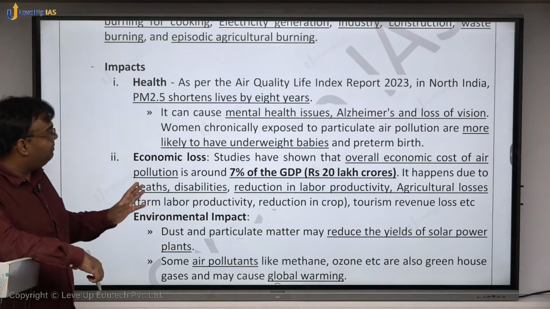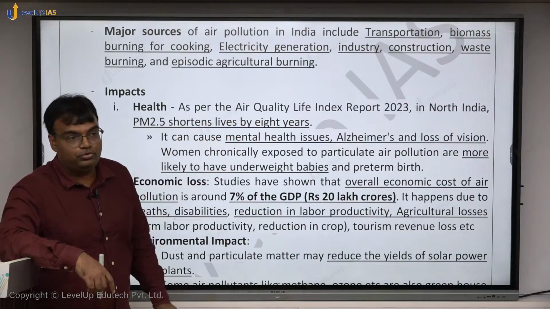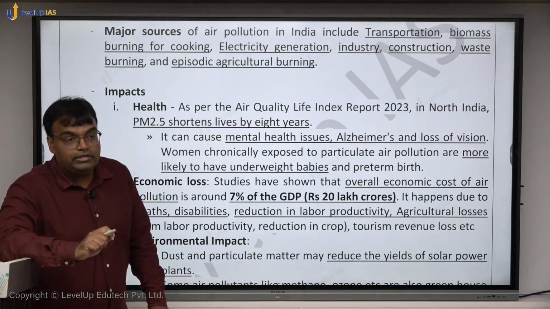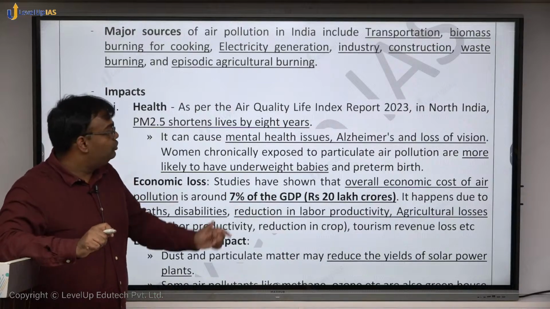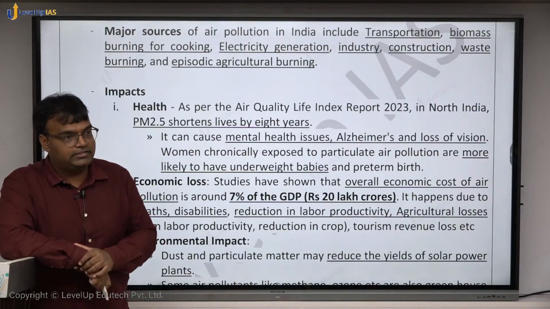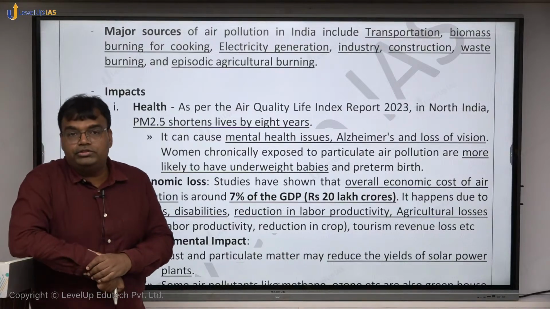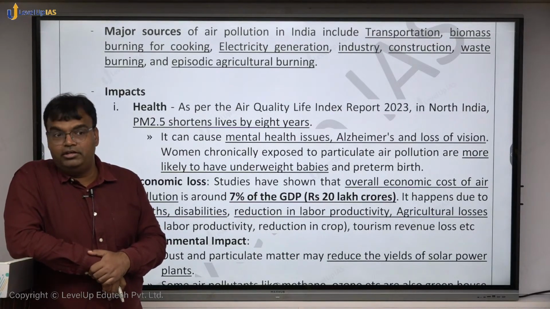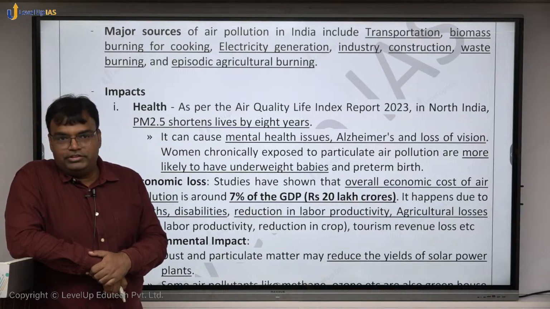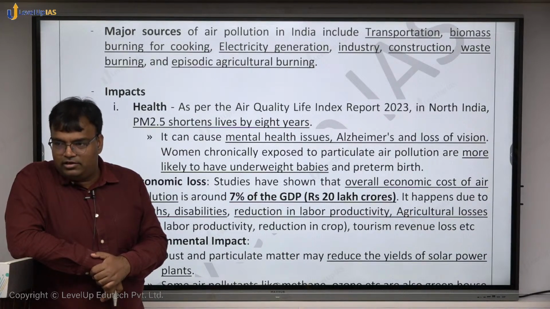So if we are very well prepared, we'll be able to say that as per the Air Quality Life Index Report 2023, in Indian cities an individual is losing 8 years. An individual's life is being shortened by 8 years because of air pollution. This is the health impact. In fact, in 2016 Barack Obama had come to India for Republic Day, on 26 January. We know October, November, December, January, these are very bad times for pollution in Delhi and around this region.